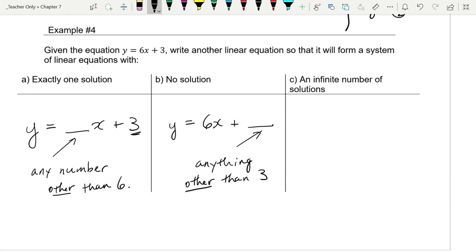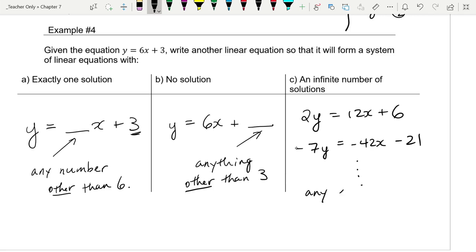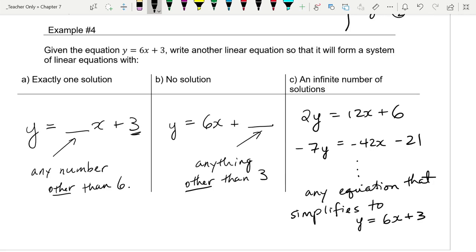Well, you could, for example, times everything in this equation by 2. Or you could times everything in this equation by -7, etc., etc., etc., right? Basically, you just have to make me any equation that simplifies to y equals 6x plus 3. And that's it. There's our systems of equations.